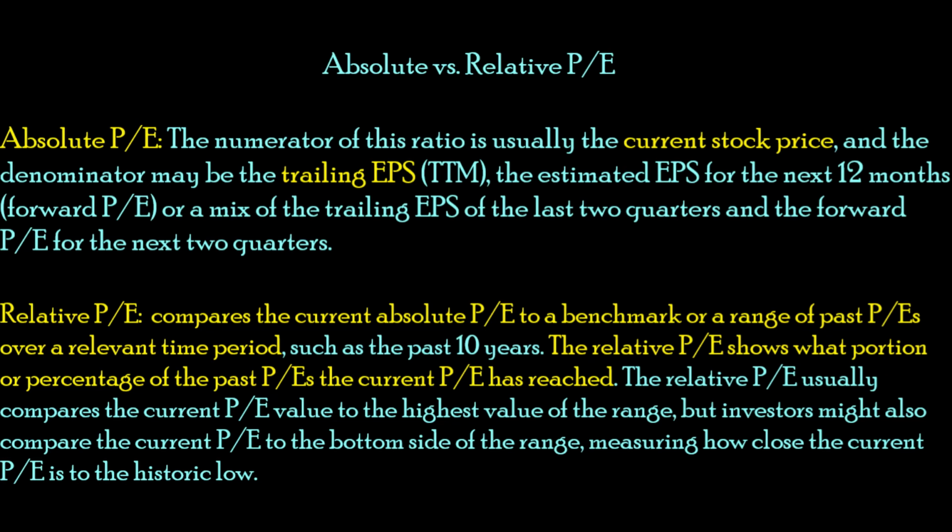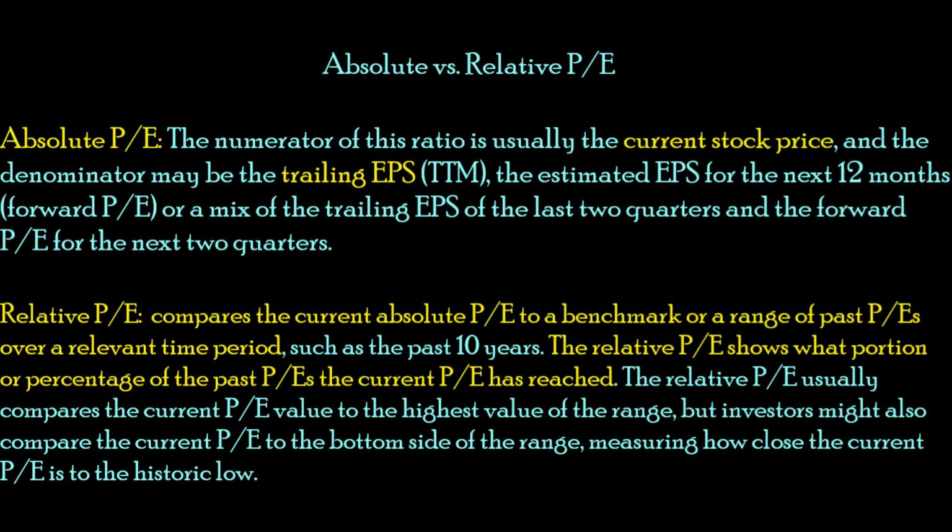When distinguishing absolute PE from relative PE, it is important to remember that the absolute PE represents the PE of the current time period. For example, if the price of the stock today is $100 and the TTM earnings are $2 per share, the PE is 50. The relative PE compares the current absolute PE to a benchmark or range of past PEs over a relevant time period, such as the past 10 years.